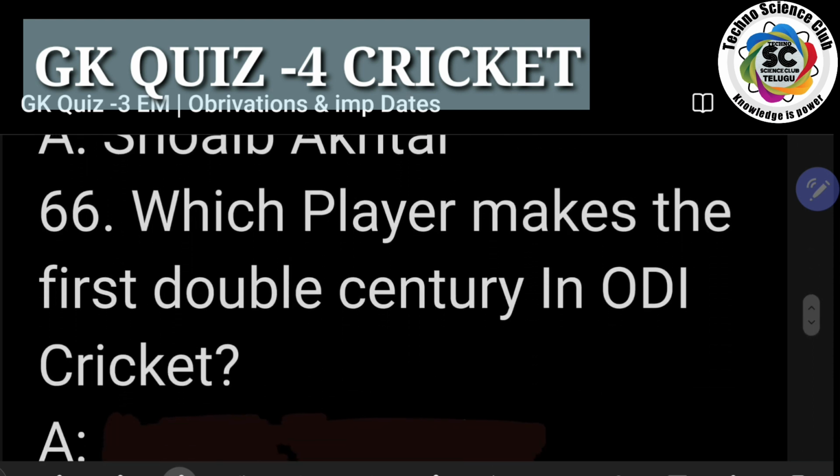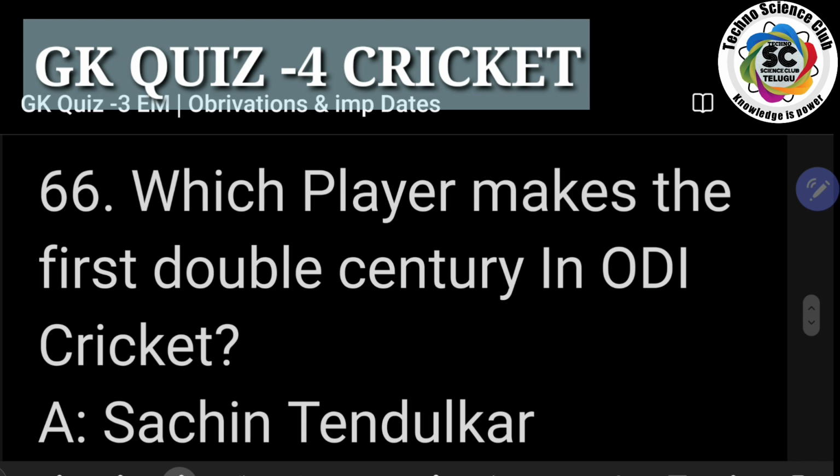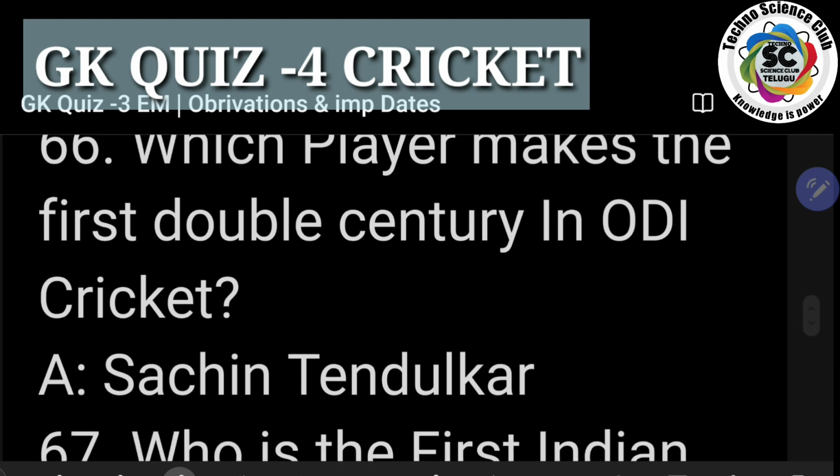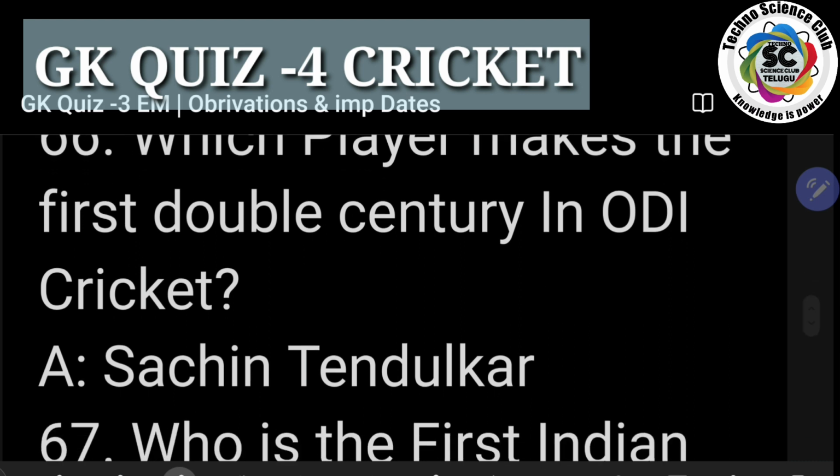Which player made the first double century in ODI cricket? The answer is Sachin Tendulkar. The great legend Sachin Tendulkar made the first double century in ODI cricket.